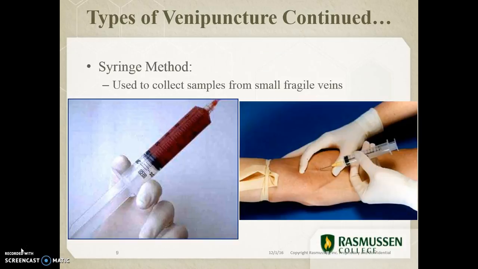Lastly, we have our syringe method, and this method is used to collect samples from small, fragile veins that cannot stand the pressure of the evacuated tube method. The drawback to this method is that the amount that can be drawn for the syringe is limited to your syringe size.